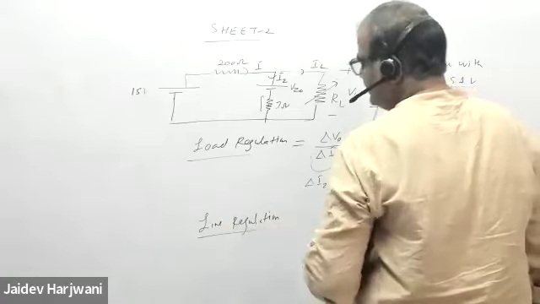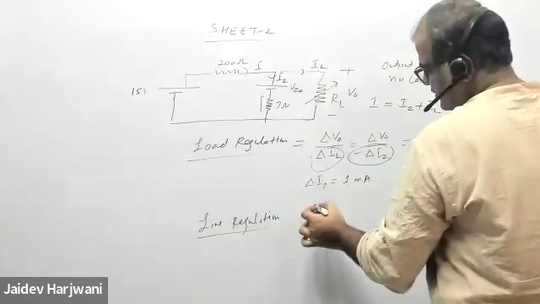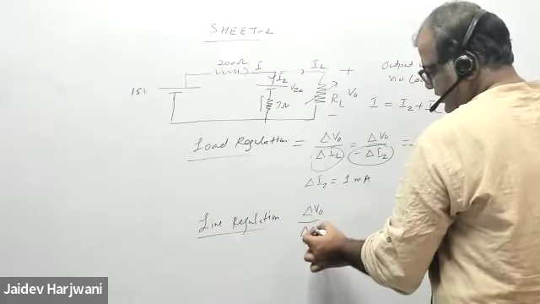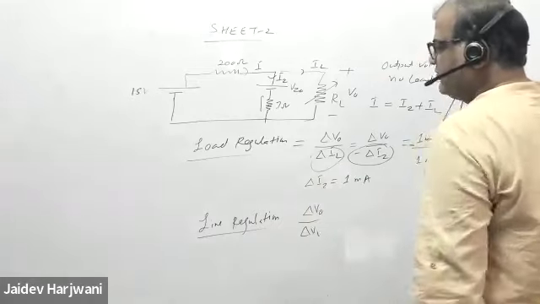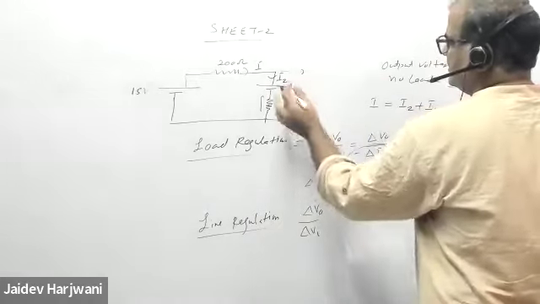Line regulation means the change in the output due to the change in the input. If you are changing the input, then how is the output changing?